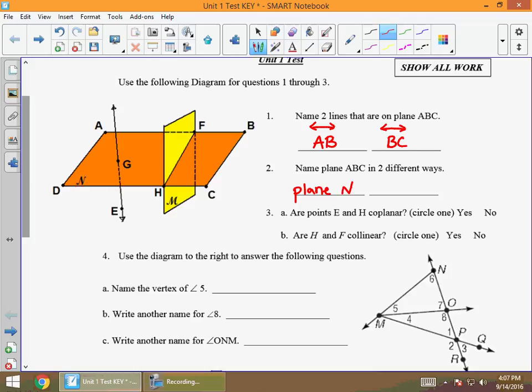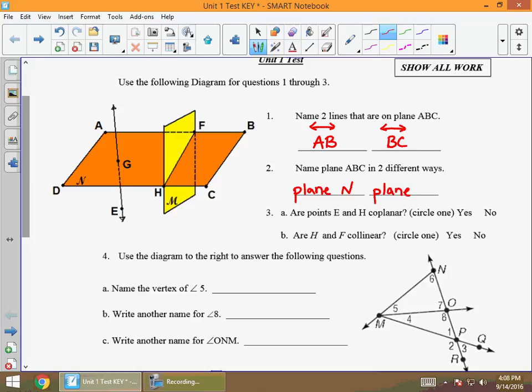Had a lot of people pick that one. Had a lot of people also leave out the word plane. Remember, if you were naming a plane, you better tell me it's a plane. The orange plane, another way to name it, is any 3 points that are not in the same line. Any 3 non-collinear points. So I can use any point in this graph except E. You can't use E, but any 3 points, and they just can't be in the same straight line.